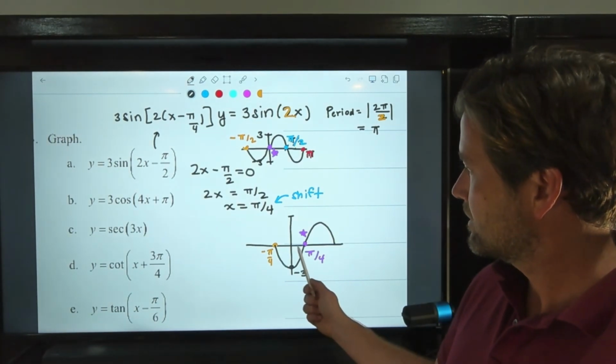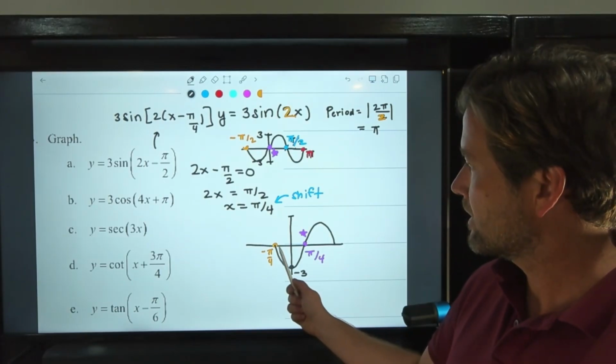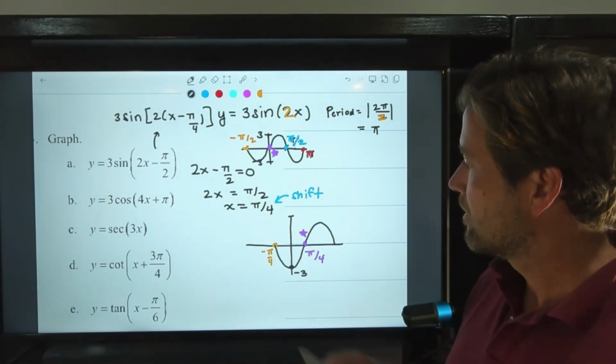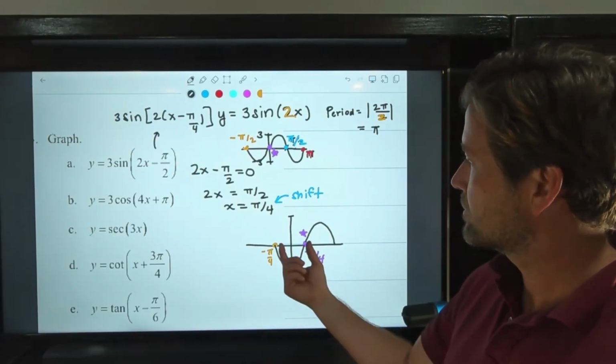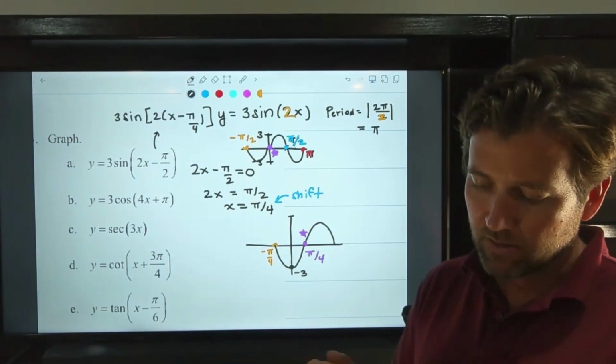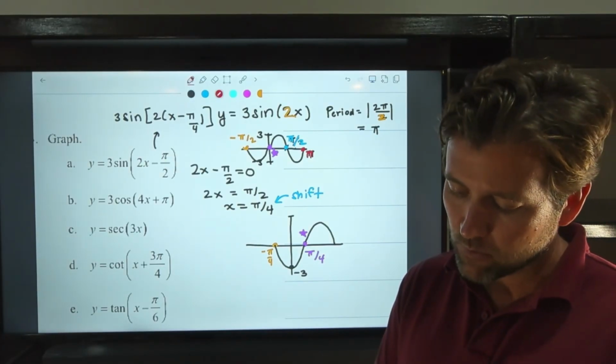Now, the x-intercept, see these 2 x-intercepts? This is pi over 4 and this is pi over 4. That's a distance of 2 pi over 4. So x-intercept to x-intercept will be 2 pi over 4 apart. So pi over 4, I add 2 pi over 4 again. That becomes 3 pi over 4.